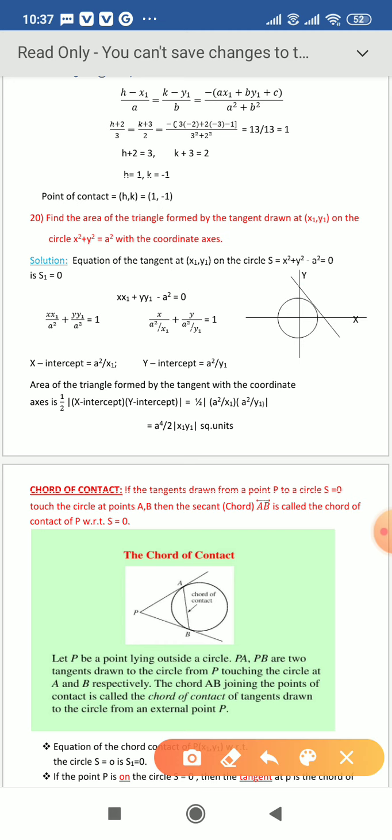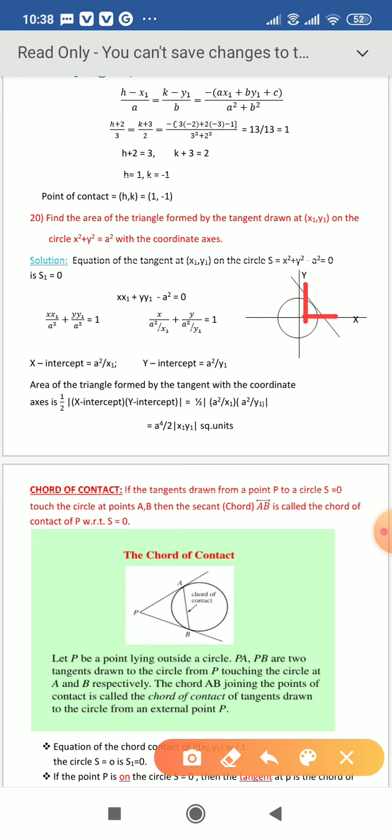This is a right angle triangle. The area of a right angle triangle is half base into height. Here this is the base, the x-intercept of the tangent, and this is the height, the y-intercept of the tangent. So to find the area of the triangle, we find the x-intercept and y-intercept of the tangent.